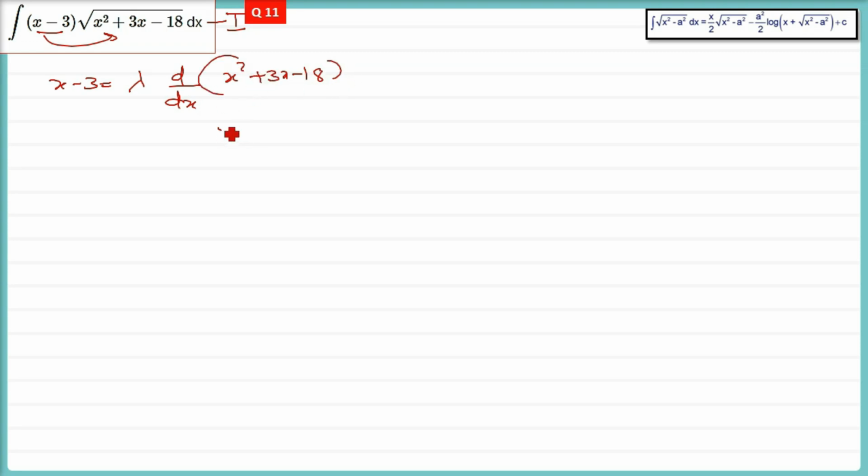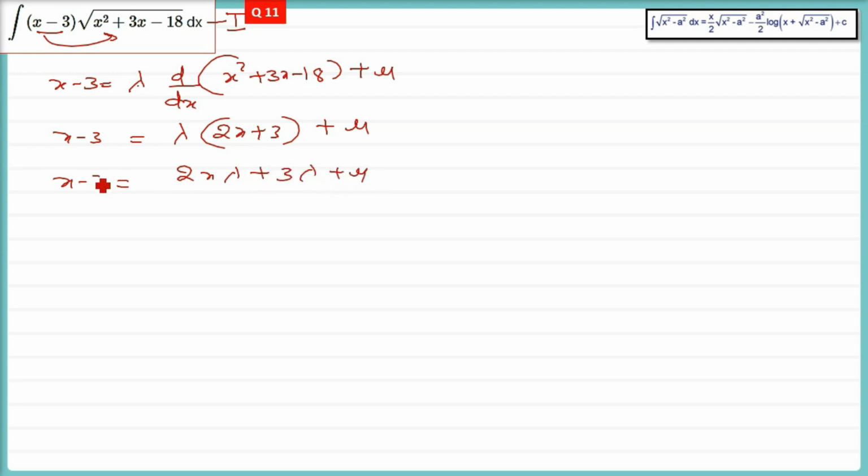Differentiation of this is actually 2x plus 3. And this is not equal to x minus 3. That means differentiation of x square plus 3x minus 18 is not equal to x minus 3. That is why we have to introduce lambda and mu. And I'm just suggesting that you can always use capital A and capital B in place of lambda or mu, or even you can use your own symbol, not similar to what is given in the question.